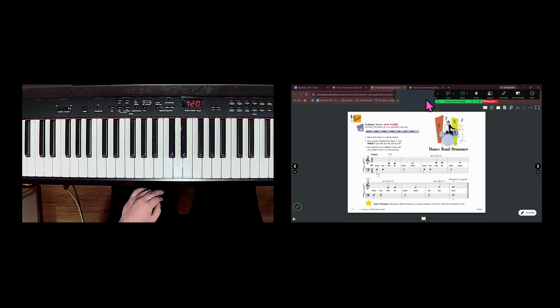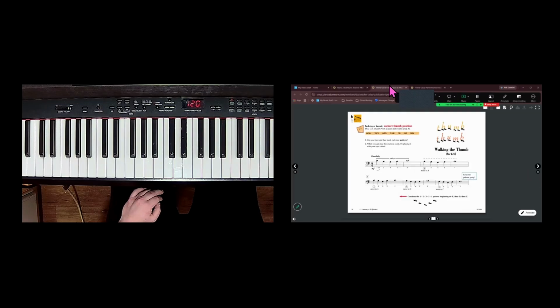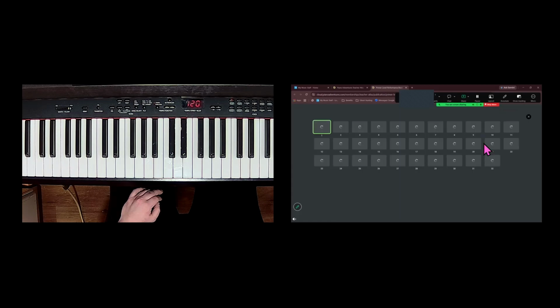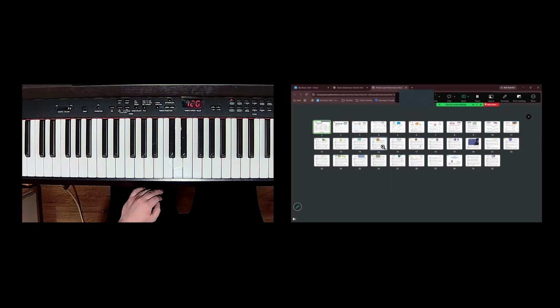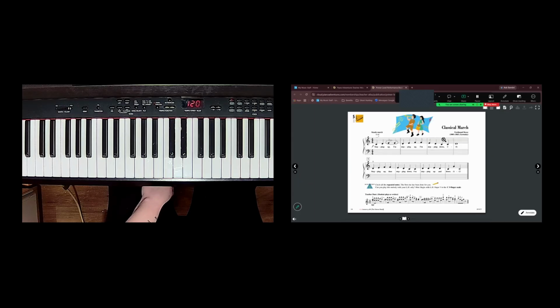Now we need to go to technique and artistry. You've already been practicing dance band drummer and finger hops, so I think you're okay on that. It's the performance book that we haven't had a chance to practice. And I think that one is page 15. I don't know if your mom assigned this or not, or if I assigned it and your mom gave it to you or not. I can't remember. I think I had her do the classical march with you.